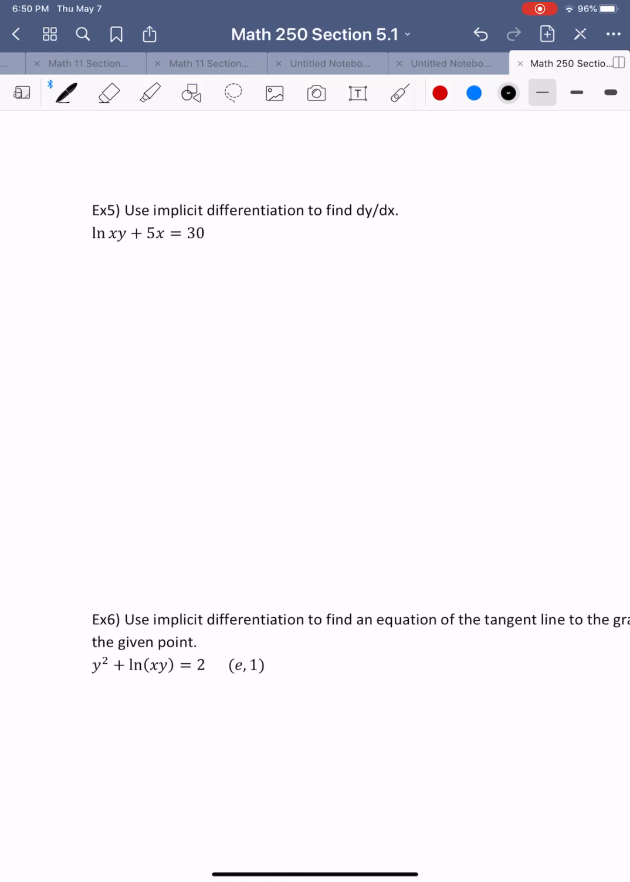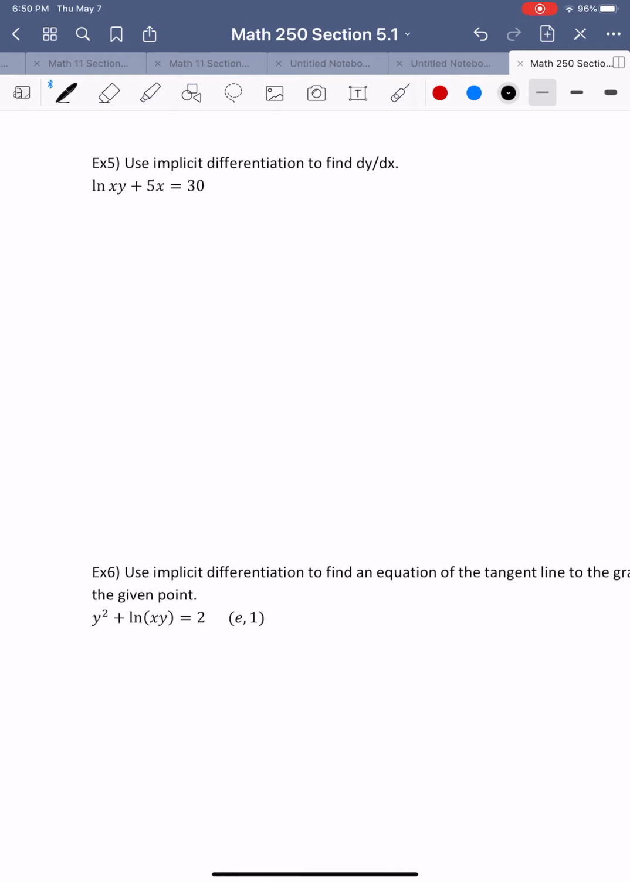Alright, next page. Use implicit differentiation to find dy/dx. Okay, so differentiate each of the terms, ln x and y, so I need to use the chain rule. Using the logarithmic property, ln x plus ln y plus 5x equals 30. The derivative of ln x is 1 over x, plus 1 over y, and we are differentiating in terms of x, so it's times dy/dx, plus 5 equals 0.